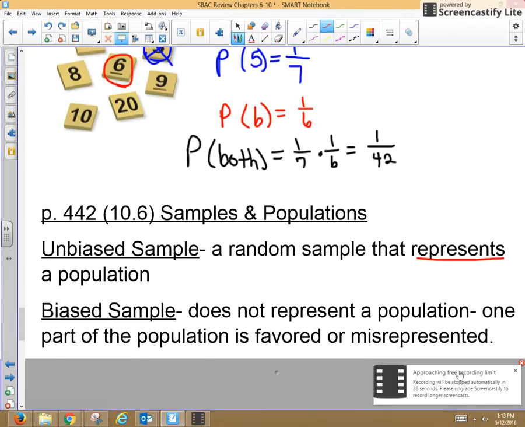On the other hand, a biased sample does not represent a population, and one part of the population is favored or it's misrepresented. We're out of time for this part, so we're going to pause again, write down the definitions, and then we will pick up the next part for lesson 10.6 and 10.7.